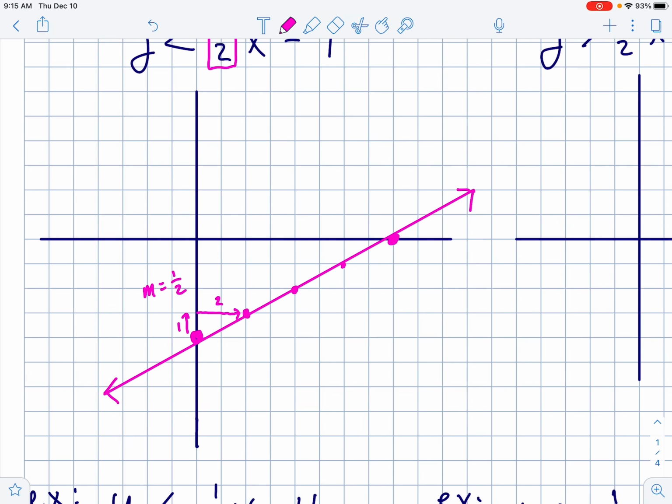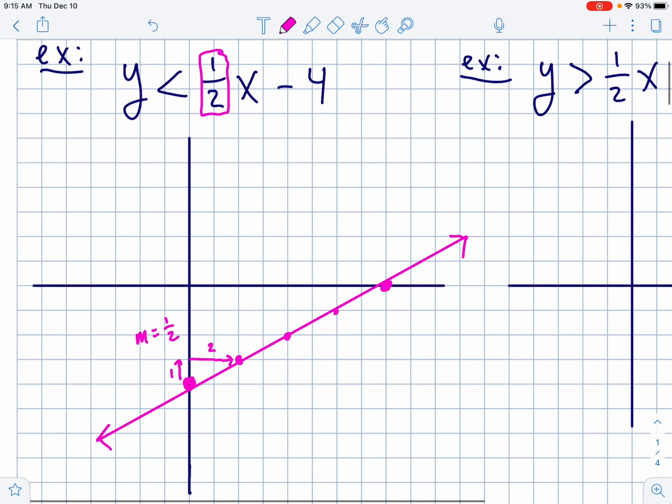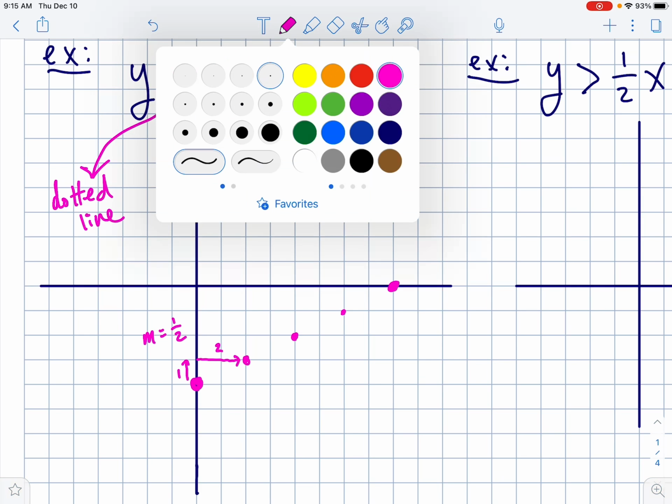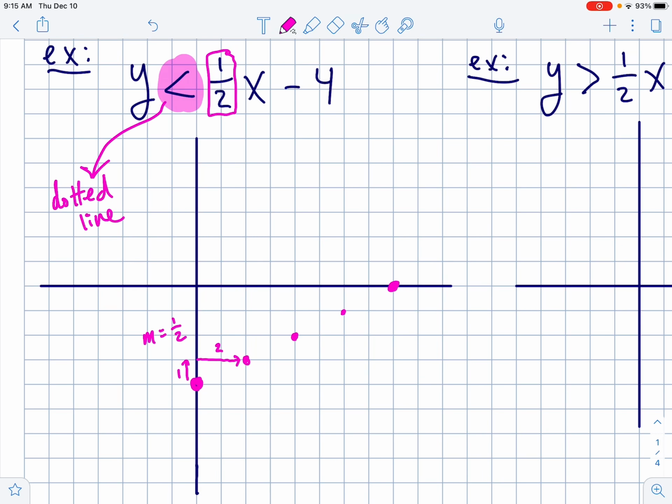There we go. Cool. Now, oh, I've already made a mistake. You guys, based off of this symbol right here, in general, if it's a less than or greater than, this is going to be a dotted line, rather than if this was an equal sign, you would make it a solid line. So here I'm going to change it up, there we go, dash, dotted, however you want to say that. So we go through these points. There, perfect.